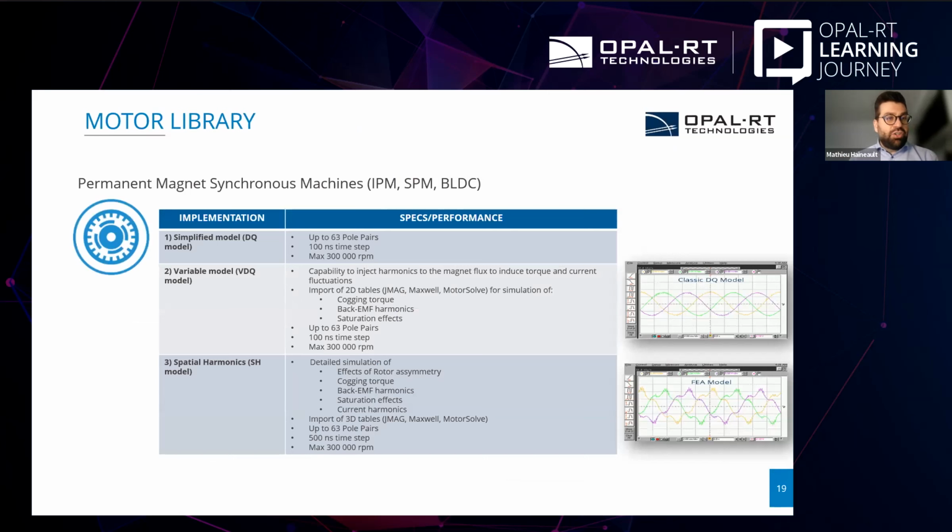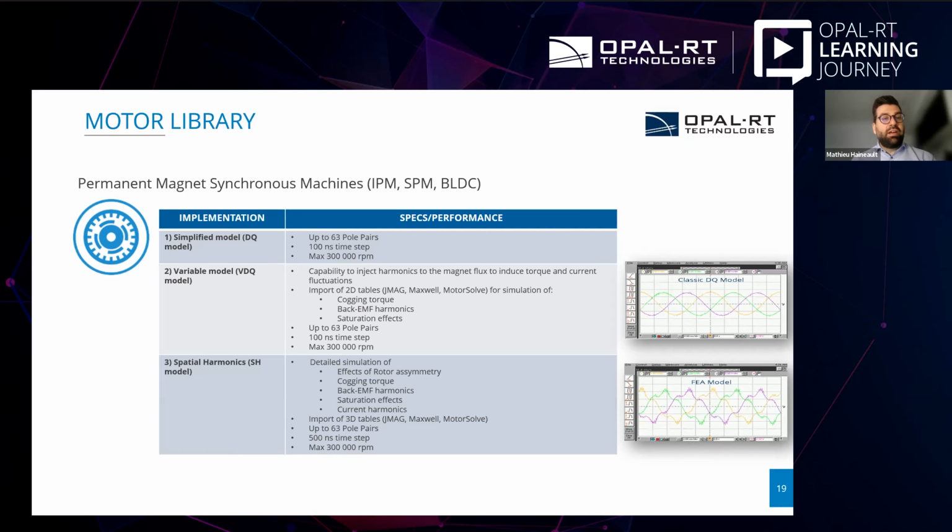If we look at the machine models in our offer at OPAL-RT, the most common are the PMSM machine models. That could be a PMSM or a BLDC. We actually have three variants of these models. We have the simplest models and the DQ models. We have the fixed DQ, really to start up the application without any worry. It's a really simple model to start with.